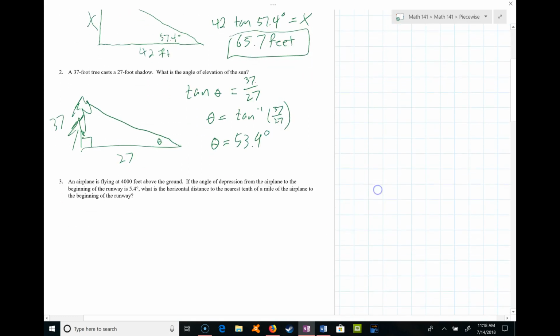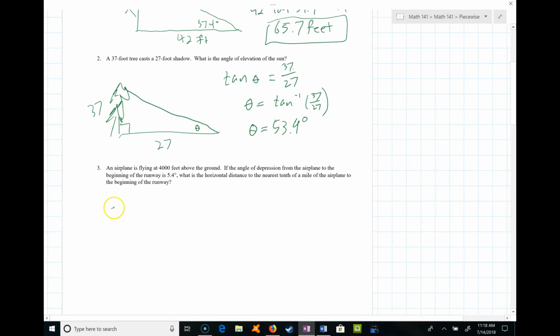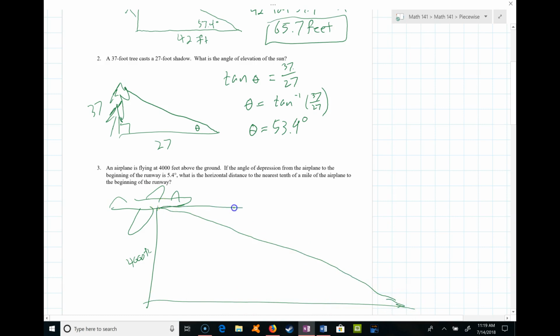Okay. Moving right along, an airplane is flying 4,000 feet above ground. So here's my cute little airplane. It's the cockpit. 4,000 feet. If the angle of depression from the airplane to the beginning of the runway, so if I'm looking down from here to the runway, the angle of depression is between the line of sight and a horizontal line. We know that this is 5.4 degrees. Because of geometry, we know this is also 5.4 degrees. What is the horizontal distance, to the nearest tenth of a mile, of the airplane to the beginning of the runway?